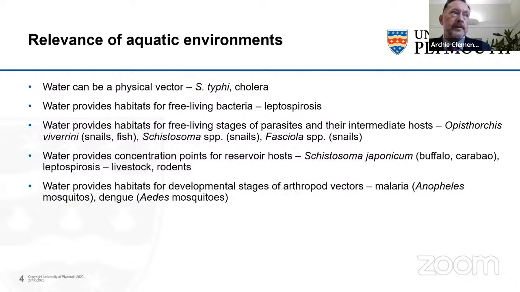Very importantly, in terms of global disease burden, water provides habitats for developmental stages of arthropod vectors. Here are a couple of very well-known ones: malaria, which is transmitted by Anopheles mosquitoes, and dengue, which is transmitted by Aedes mosquitoes. These mosquitoes require aquatic habitats, and therefore the existence of water bodies is important in the transmission of these globally important infectious diseases. And there are many, many other examples of arthropod vector transmitted diseases that include parasites and bacteria and viruses.